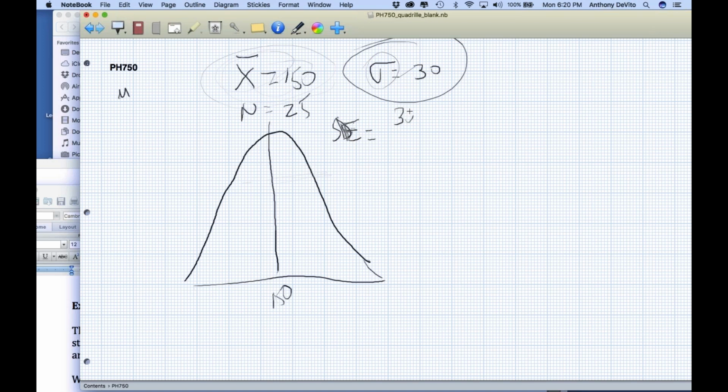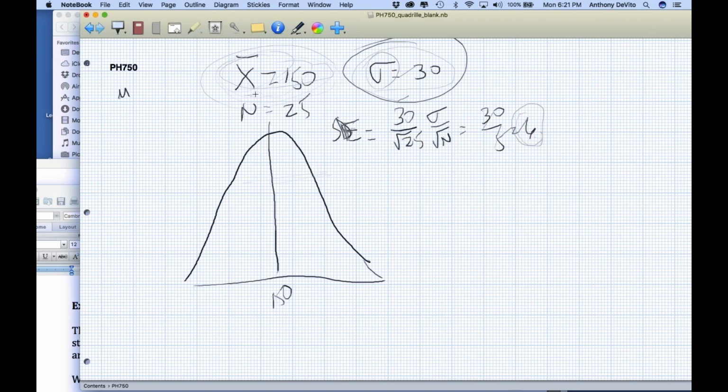It is 30 divided by the square root of 25, right? Sigma over the square root of the sample size. That's equal to 30 divided by 5, which is equal to 6. So I got a mean of 150. I can say to myself, I would expect that the standard deviation of the population is 30, but the variability for the sample means is 6.